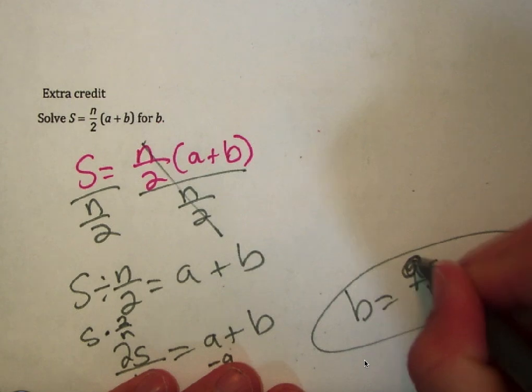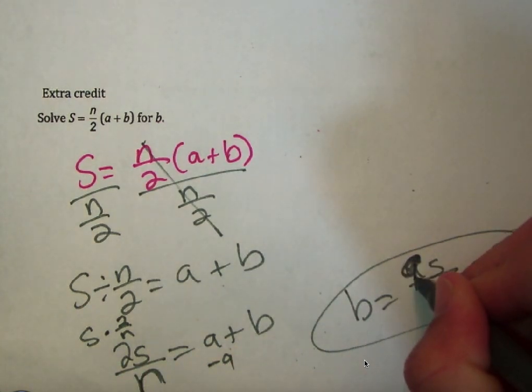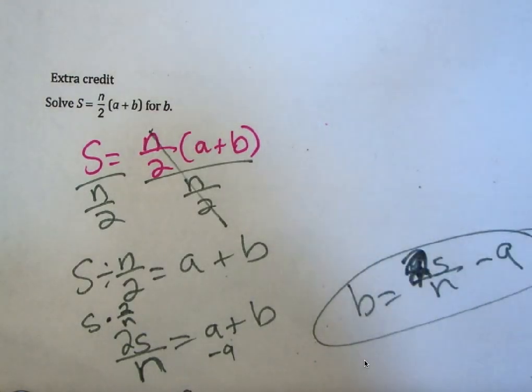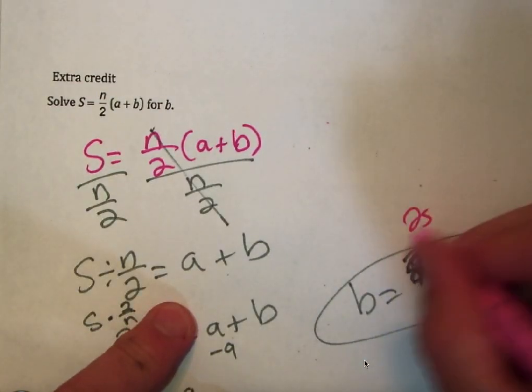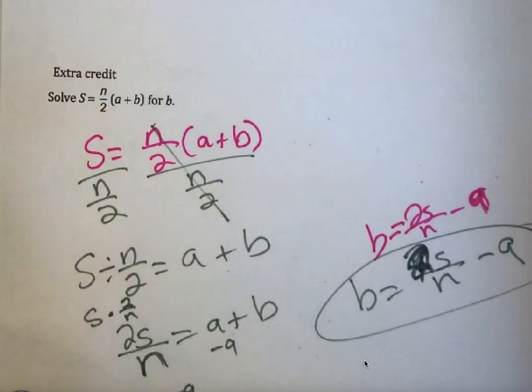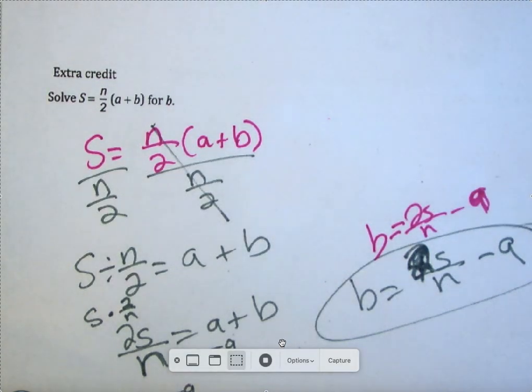Wait, what is that? That's a 2. Come on, Sean, that's a 2. So 2s over n minus a equals b. All right, that was the answers and how I got the answers to the review.